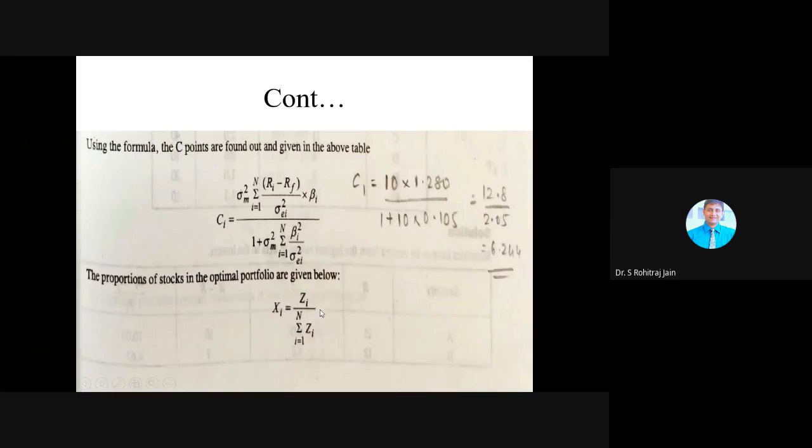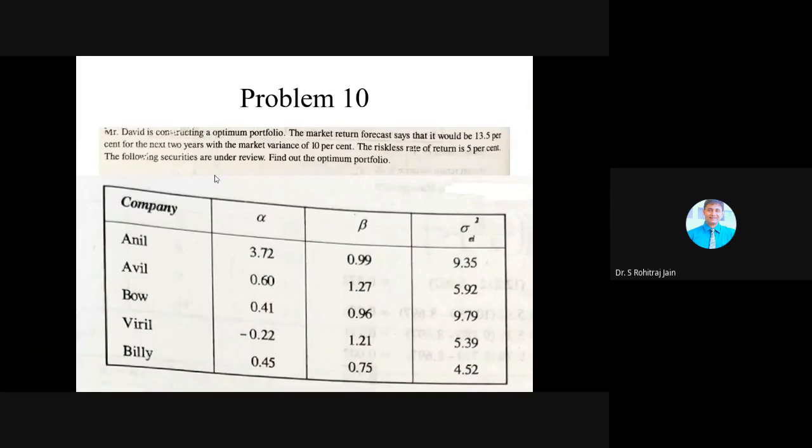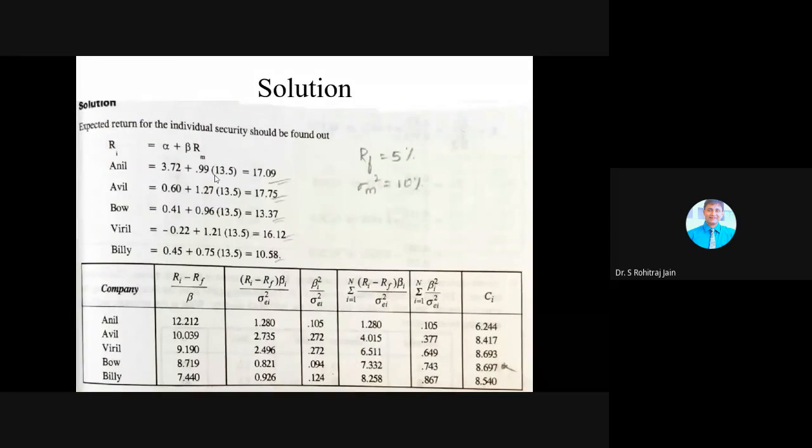Please see the formula here. I'll calculate this beta I square divided by sigma ei square. Now, what is beta I square here for the first stock? That is Anil, that is 0.99 square, divided by sigma ei square, that is 9.35. I got 0.105. This fourth column, all of you solve along with me.